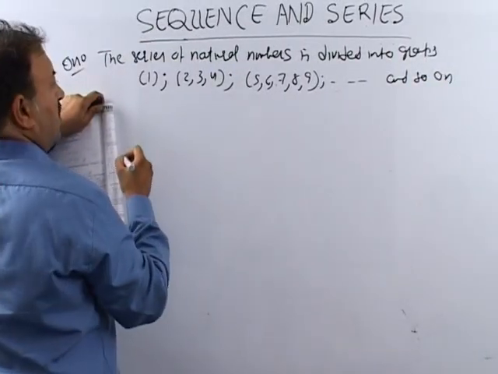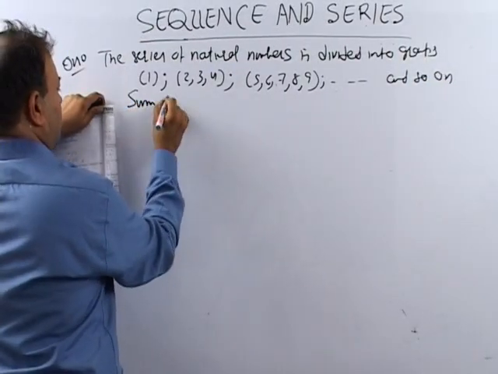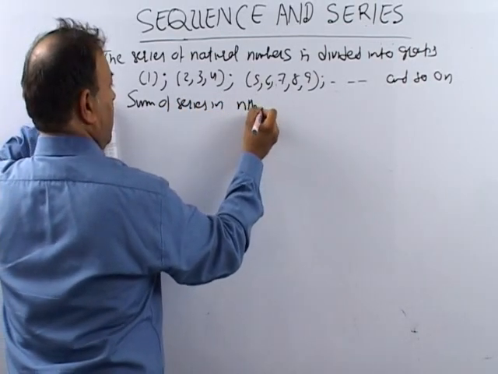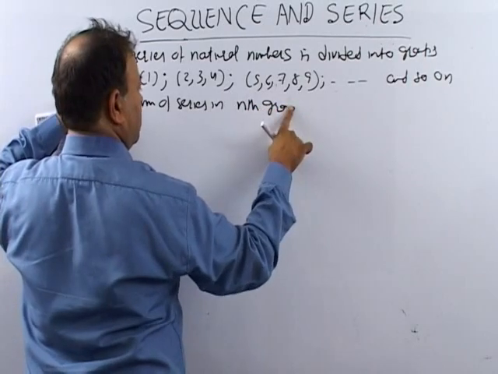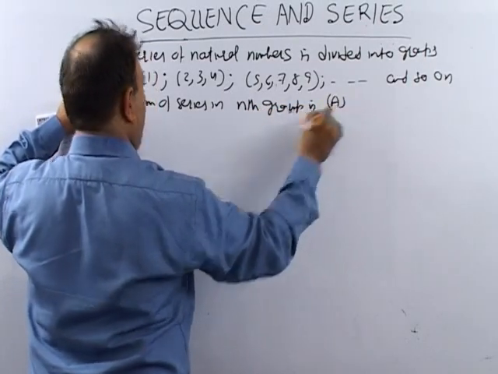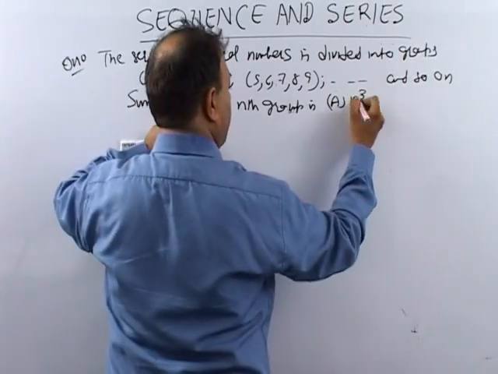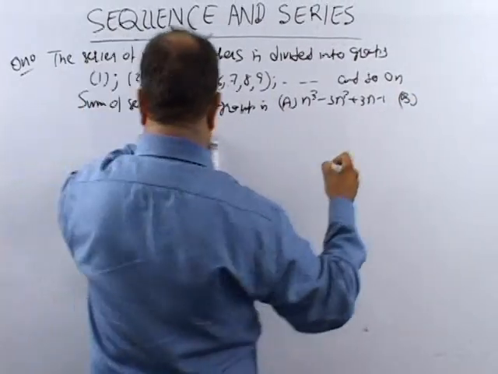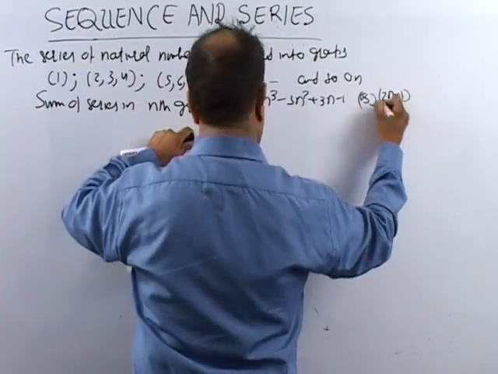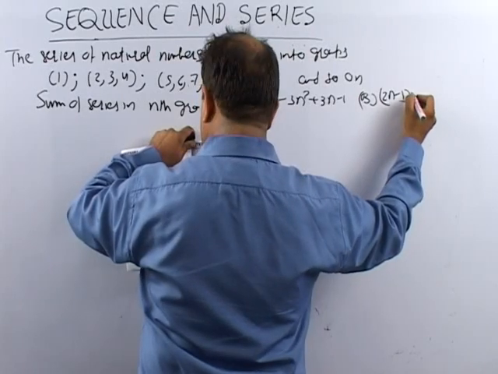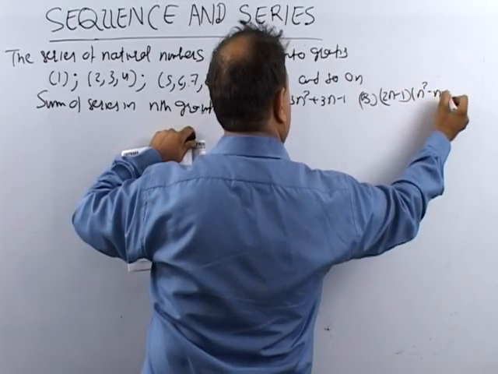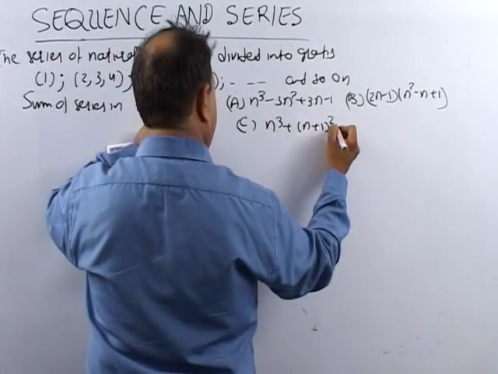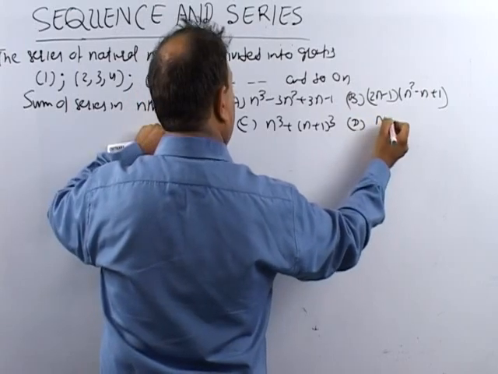The question is: the sum of the series in the nth group is? Option A: n cube minus 3n square plus 3n minus 1. Option B: 2n minus 1 times (n square minus n plus 1). Option C: n cube plus n plus 1 the whole cube. And option D is none of these.